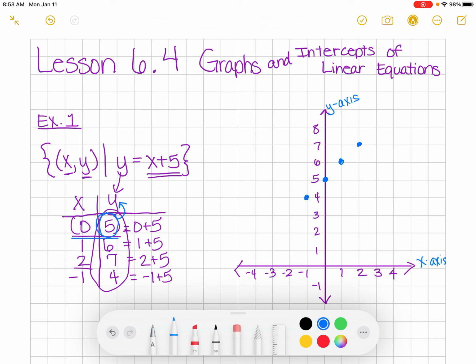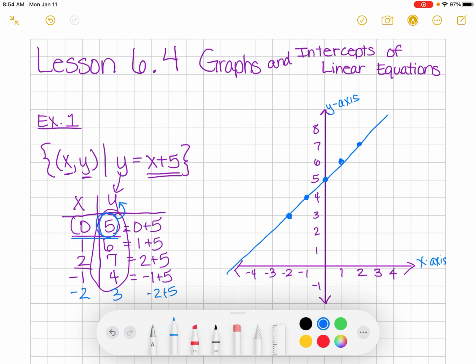Now, when we did this with relations and functions, that was the end of it, right? But this actually, I could have some more points if I wanted to. So if I wanted to figure out what negative 2 was here, negative 2 plus 5, I would have 3. So I could go to negative 2, 3, right? And I could keep making points. I could make an infinite number of points. So what I need to do is draw a line. So I'm going to draw a line right through all these points.